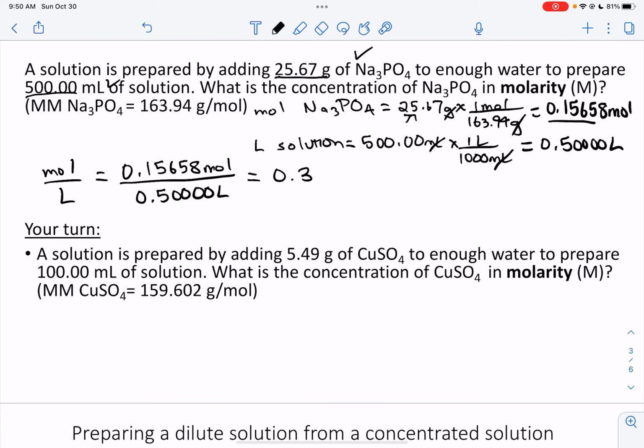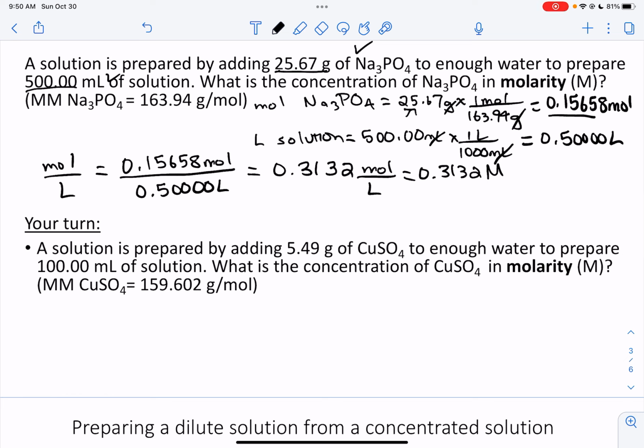When I do my division, I get 0.3132 moles over liters of sodium phosphate, which is the same thing as 0.3132 big M. Okay, why don't you try this second sample problem? And in the annotated version of the notes, I will include the complete solution for that as well.